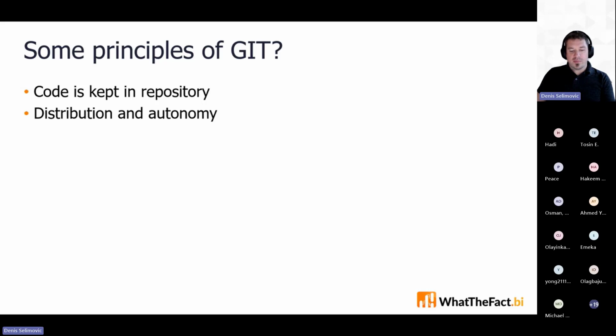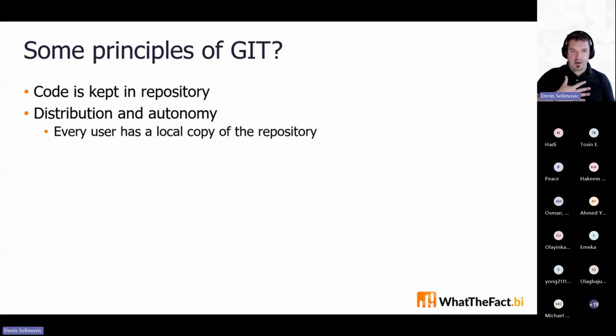Two main principles are distribution and autonomy. The whole code is always distributed and autonomous, which also means every user has a local copy of the repository. This means I have on my notebook, for example, if I want to change something, I can download this. I can have my version of my code, I can do my changes, and my changes are saved locally.